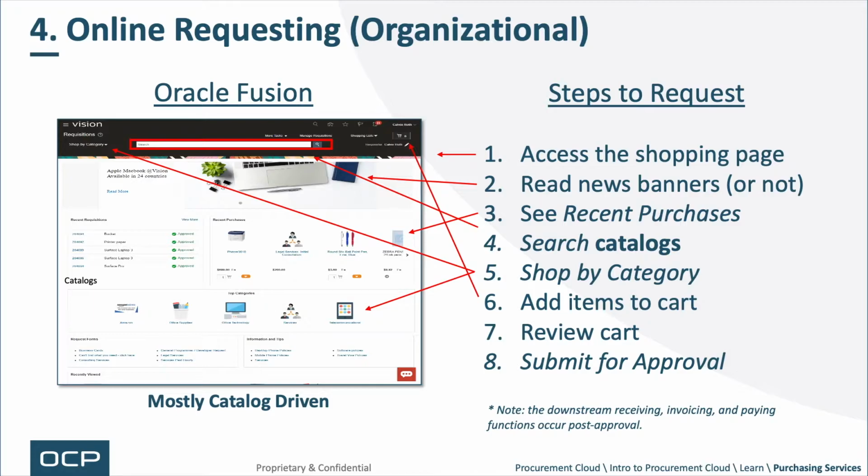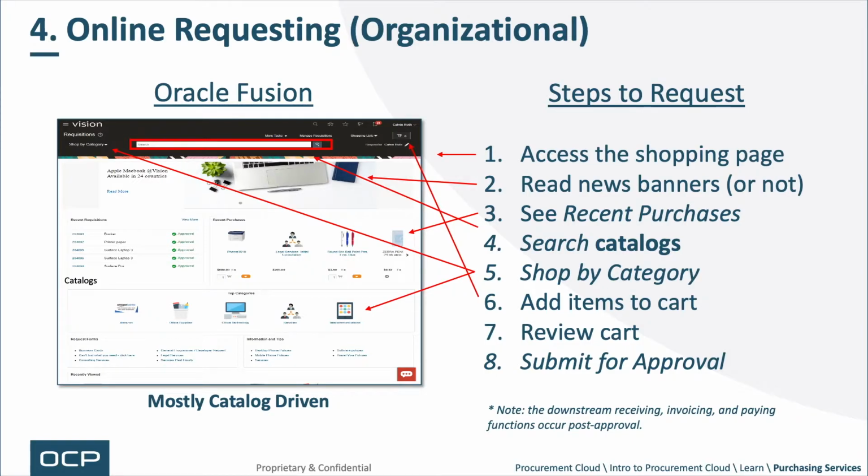Next, online requesting organizational. So once again, really a lot of the same steps. Access the shopping page, read the news banners or not, see recent purchases, search catalogs, shop by category, otherwise known as trolling, same idea, items within a taxonomy. You add items to the cart while you're doing the search by catalogs or shop by category or trolling. You review your cart when you think it's complete and you submit it for approval.